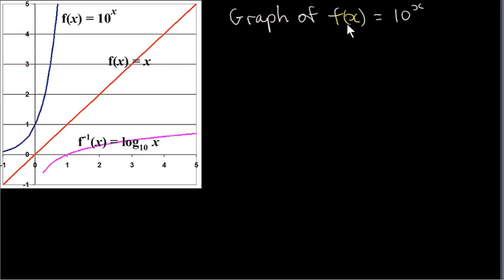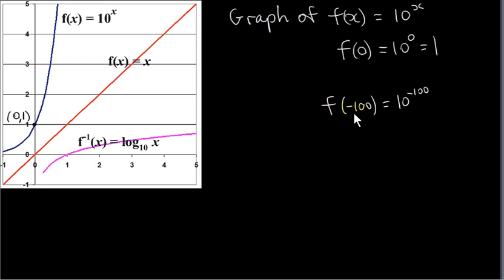Let's look at the graph of f of x equals 10 to the power of x. Now this graph, this function, is the inverse of the function log of x to the base 10. Let's evaluate the function at x equals 0. So we get 10 to the power of 0, which is 1. So this point here on the graph. So the graph of f of x equals 10 to the power of x crosses the y-axis at (0, 1).